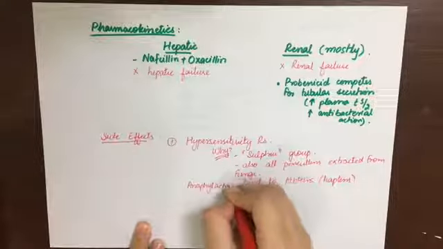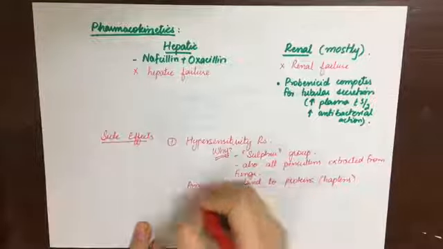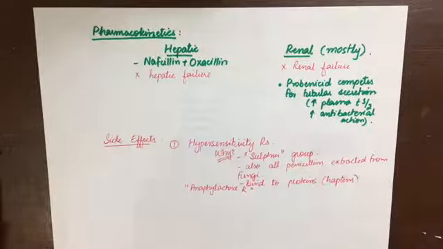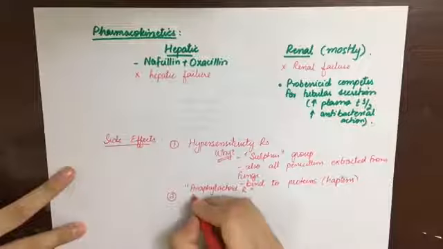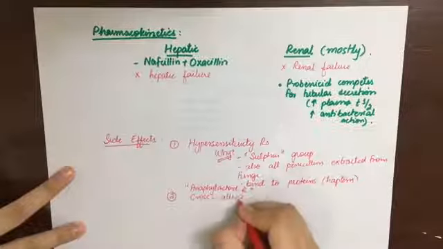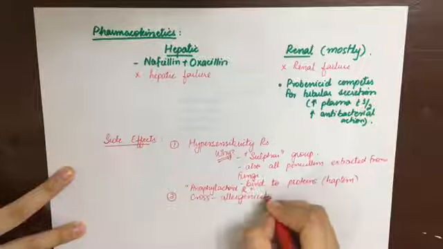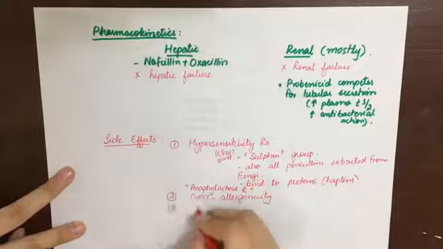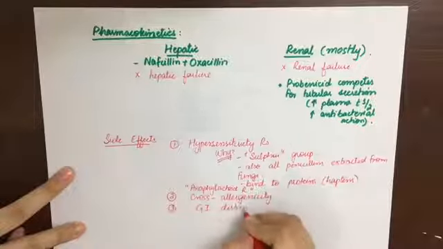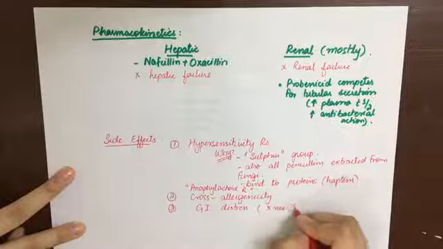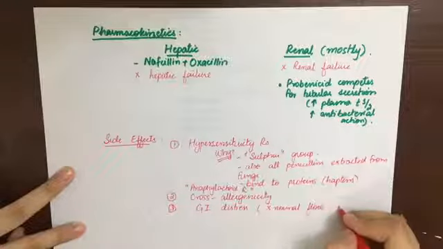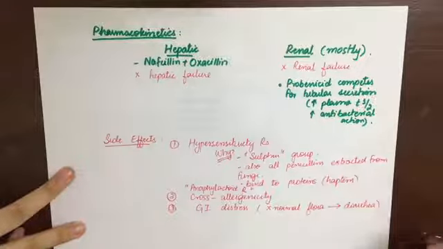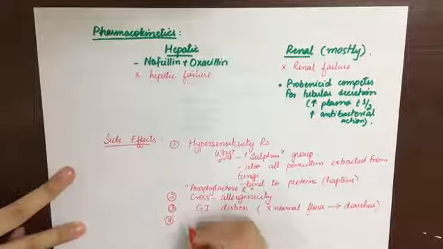The hypersensitivity reactions are more common with the naturally occurring penicillin, such as penicillin G. Another problem with penicillins is the cross-allergenicity. That means that if a patient is allergic to one form of penicillin, then there is a very high chance of him or her being allergic to other forms of penicillin. Another side effect is the GI distress that we discussed previously due to inhibition of normal flora of the gut. Lastly, Jarisch-Herxheimer reaction is yet another complication of penicillin therapy in syphilis treatment cases.